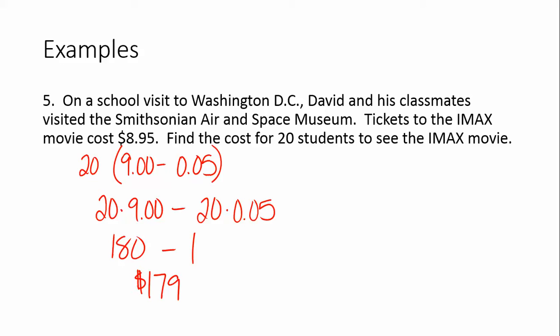So again, using the distributive property, if you were going to just round or estimate, you might have said, well, it's close to $9, 20 times 9 is 180, so it's about $180. But if I want to know the exact amount, let's say I have to take a check with me or something, then we have to subtract out that 5 cents for every one of those tickets. So the distributive property comes in helpful when you're estimating.